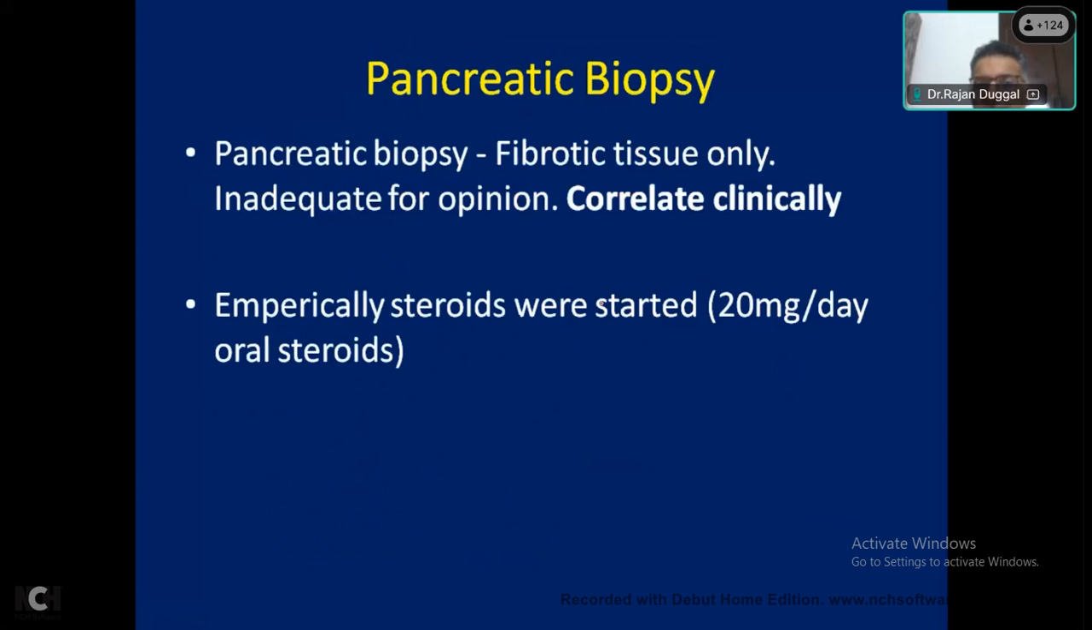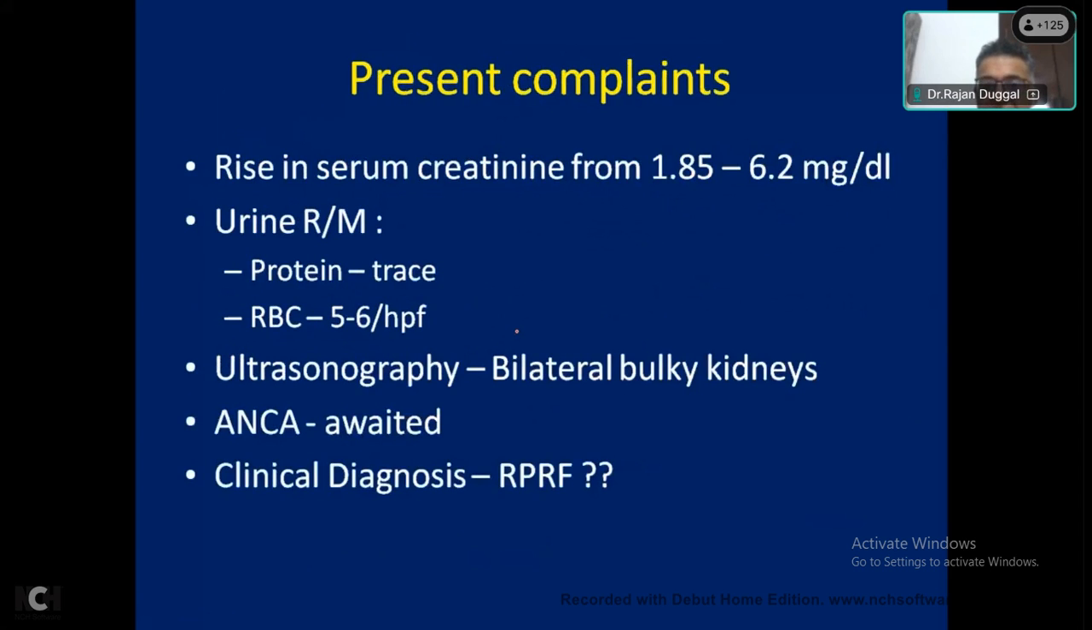Thought everything is fine. But they were also not suspecting adenocarcinoma as the first possibility, so they went ahead with the pancreatic biopsy. It is not very common that you come across pancreatic biopsies. The biopsy showed fibrotic tissue only. It was inadequate for opinion. This is a favorite line of histopathologists: correlate clinically. We love writing this. And they correlated clinically, and the patient was started on empirical oral steroids, 20 milligram per day.